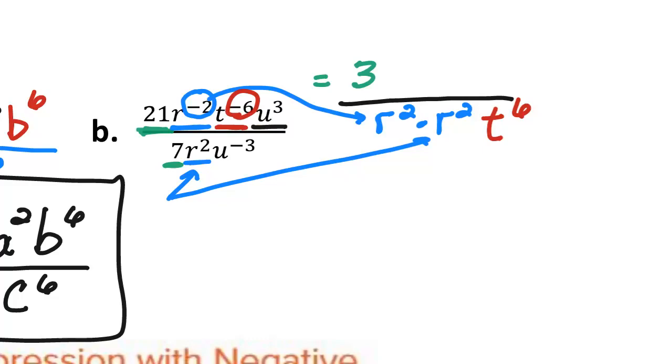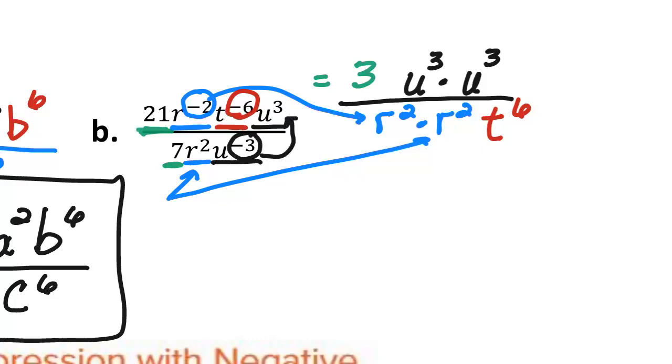Finally, I have u to the 3rd divided by u to the negative 3. I'm just going to keep that u to the third up here for right now, because I know I need to move that u to the negative 3. I need to move that to the top. So that becomes times u to the positive 3. Is everybody with me?